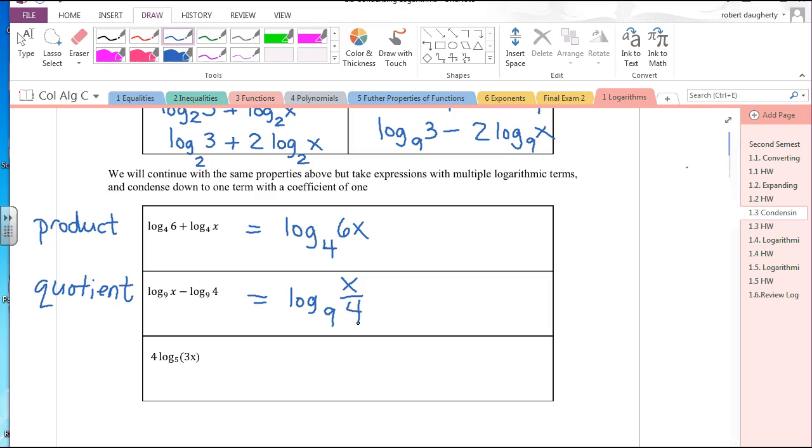Okay, the next one. Product, quotient, what do you think the next one is going to be? Power. So it's going to be the log base 5 of 3x to the 4th. Now, why did I not write the log base 5? Why did I not do that?